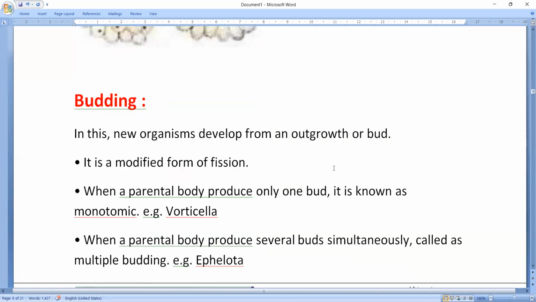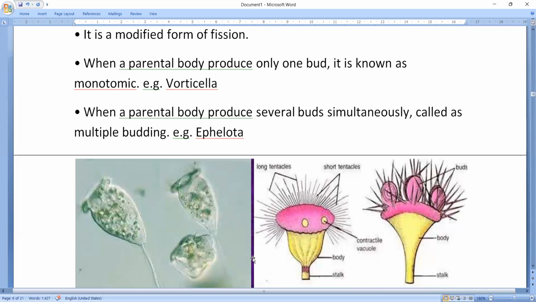So then budding. So what is budding? At any region of the body of an organism, a small bud or outgrowth forms, and it gradually increases in size and then is detached from the parent organism. So that is a kind of budding, right? So here you can see this is budding.